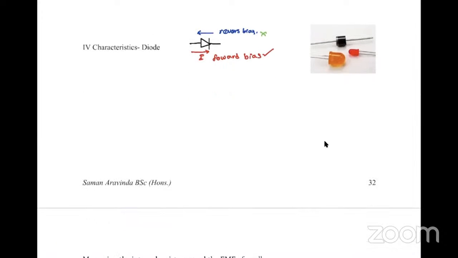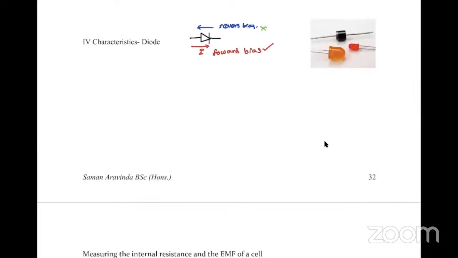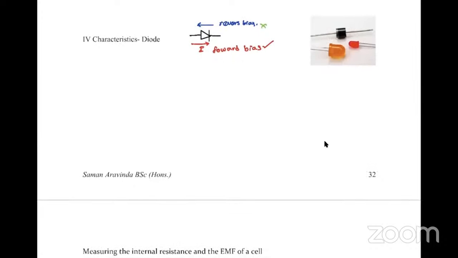Reverse bias. Forward bias. Okay, that's it.